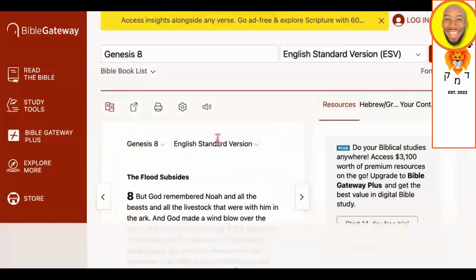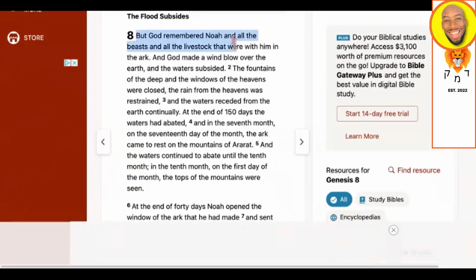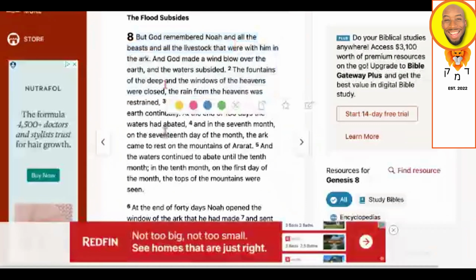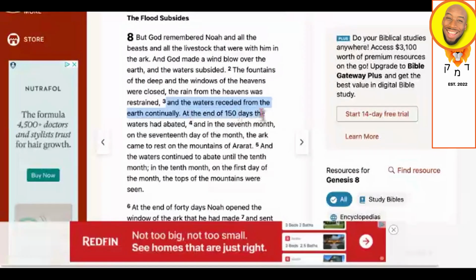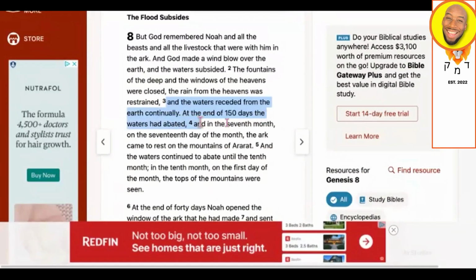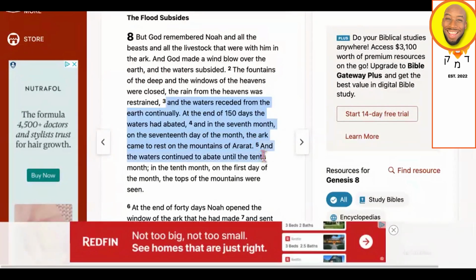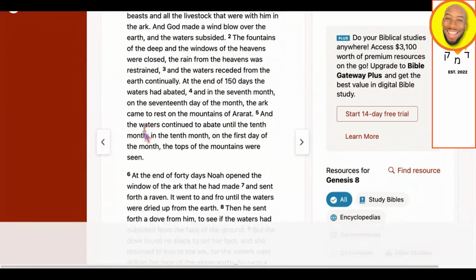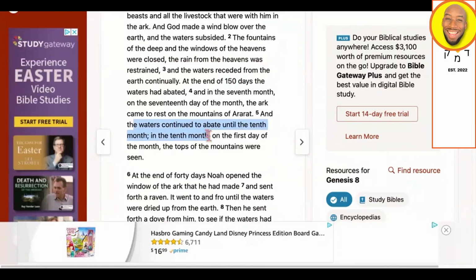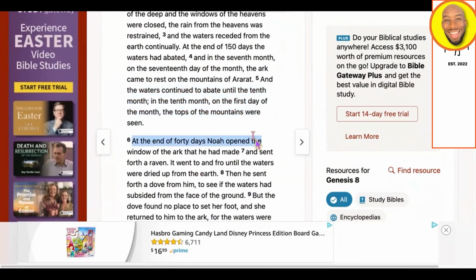Now, after that, it says right here in verse 3, this is also where people are getting it from, chapter 8, verse 3, and the waters receded from the earth continually. At the end of 150 days, the waters had abated. In the 7th month, on the 17th day of the month, the ark came to rest on the mountains of Ararat, and the waters continued to abate until the 10th month. So it said after 150 days, the waters continue to recede, continue to move back. On the 10th month, on the first day of the month, the tops of the mountains were seen. And at the end of 40 days, Noah opened up the window of the ark.